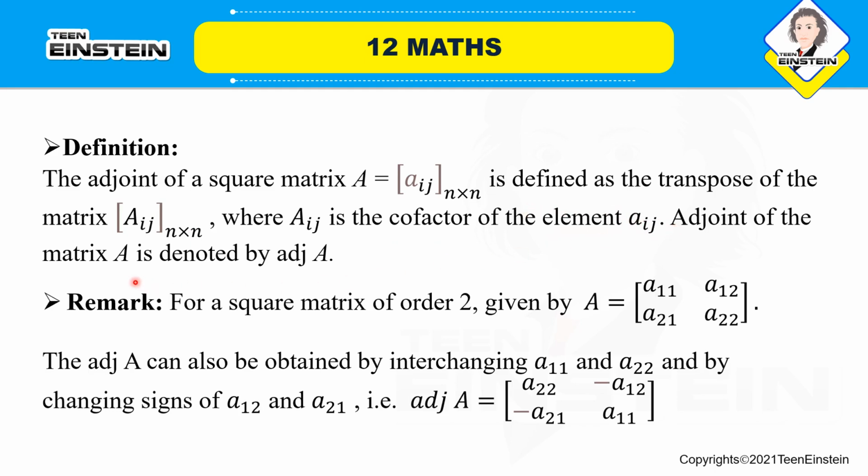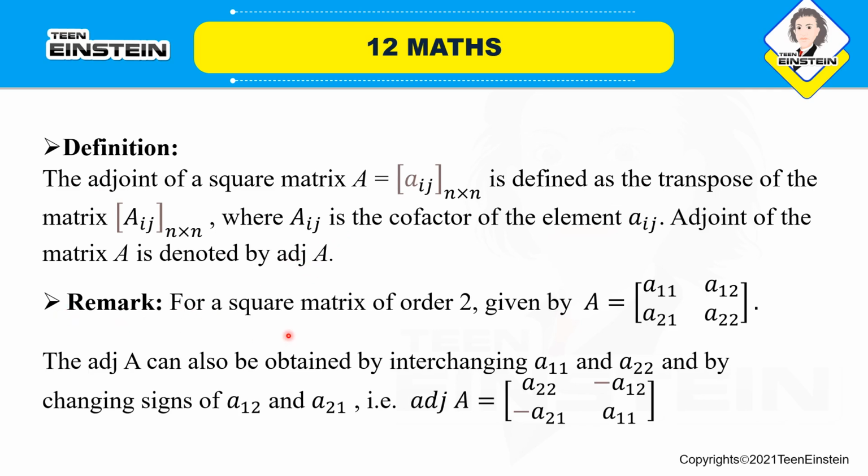The adjoint of the square matrix A is denoted by the symbol adj A. The first three letters of adjoint are ADJ, adj A.